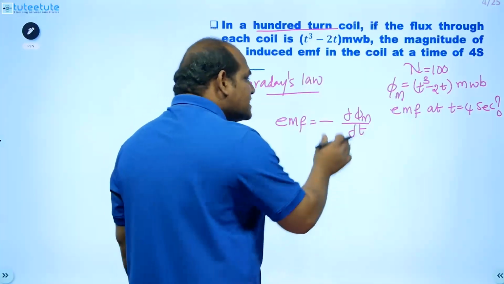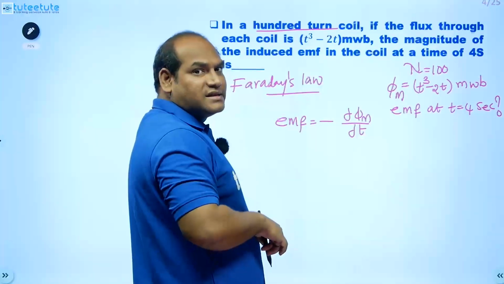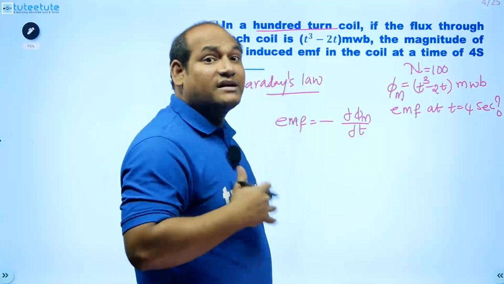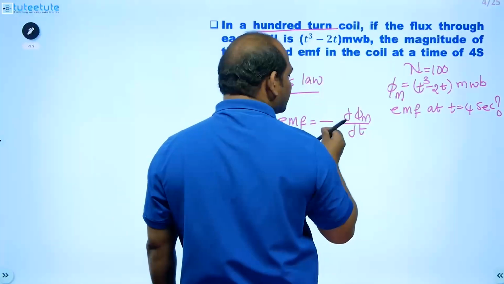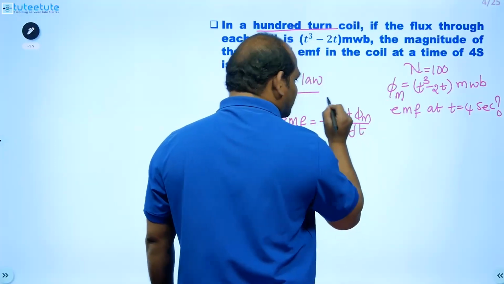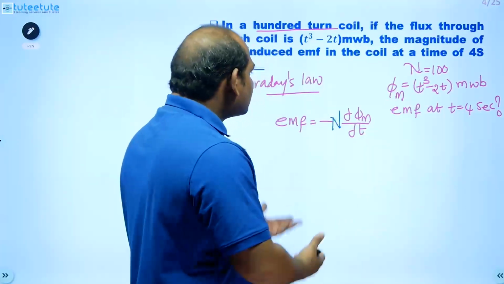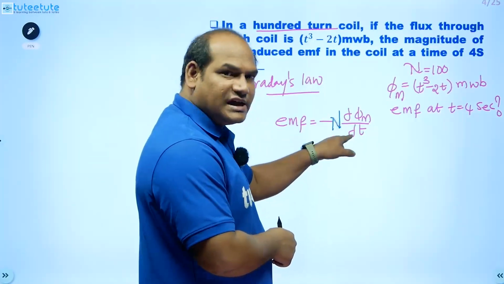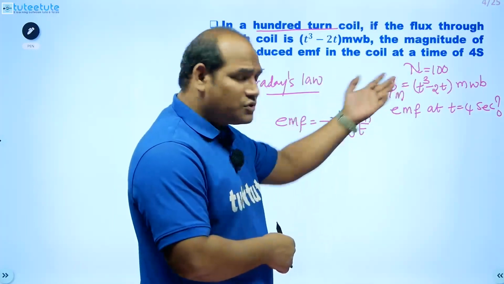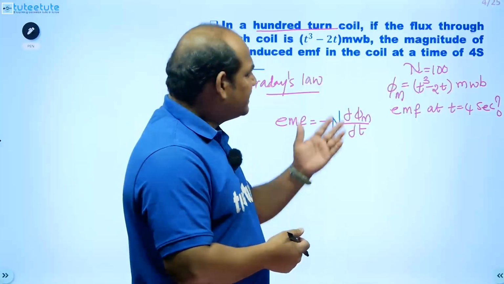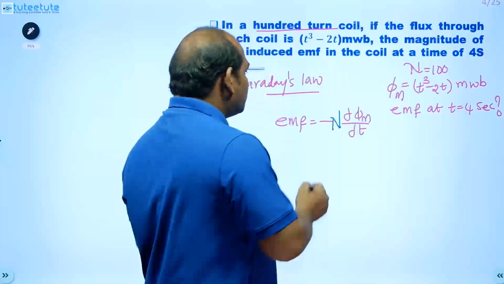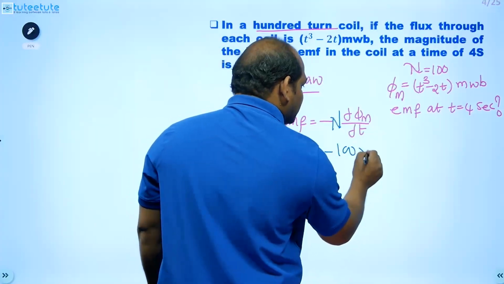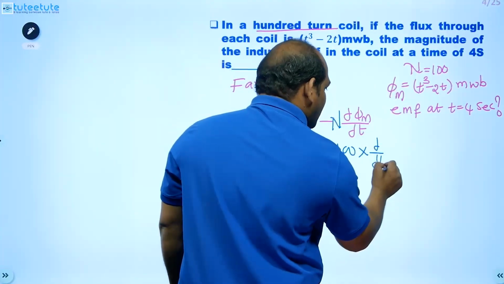But this is valid only when a one-turn coil is there, only one loop. But in the question, they have given 100 turns. So where do we have to do the modification here? Here we have to include the number of turns capital N. Now based on this, we can easily solve. The derivative is to be taken with respect to t, and they have given phi m as a function of t cube minus 2t, so as it is, we can apply. So minus number of turns 100 multiplied with dou by dou t of phi m.